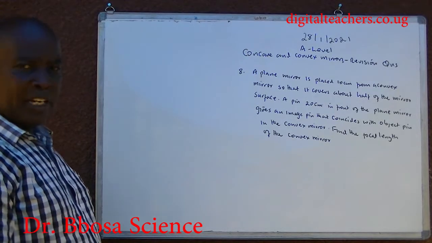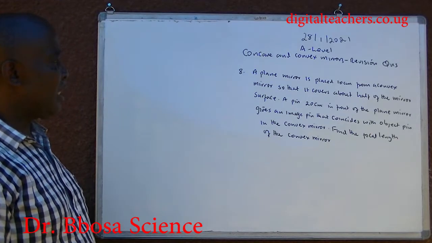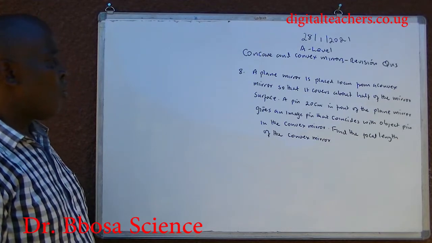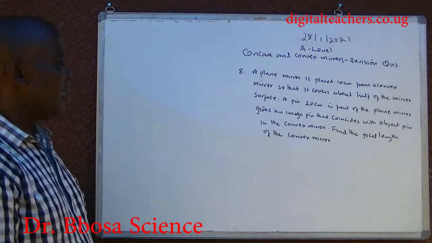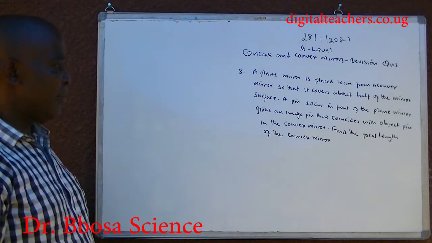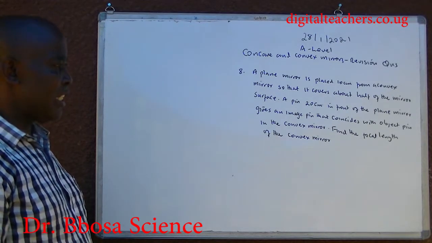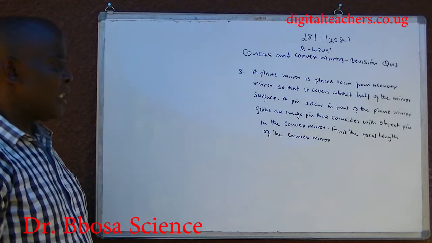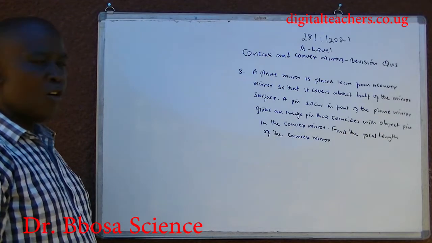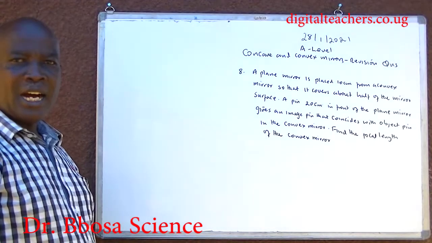Number 8, a plane mirror is placed 10 centimeters from a convex mirror so that it covers half of the mirror surface. A pin 20 centimeters in front of the plane mirror gives an image pin that coincides with object pin in the convex mirror. Find the focal length of the convex mirror. You can pause and answer.